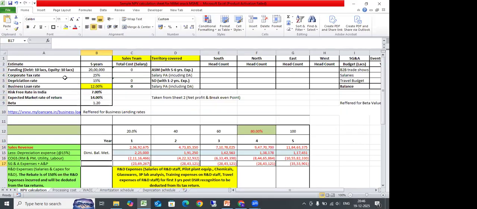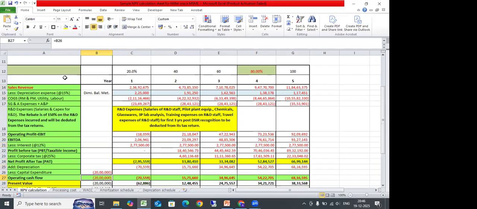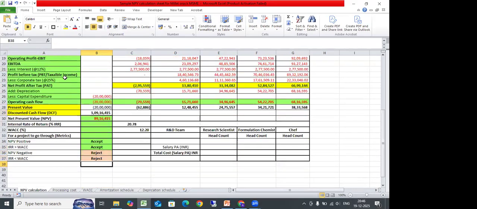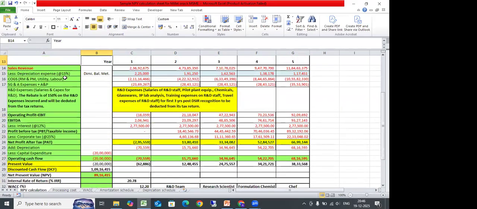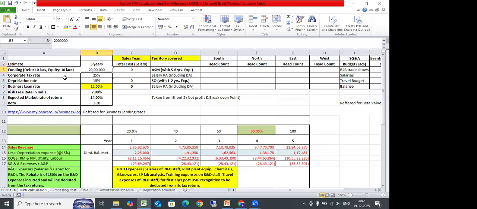Where is the contingency cost added, sir? No, I have not added it in this Excel sheet. You can add it in the funding. Okay. That can be added to the final cost.